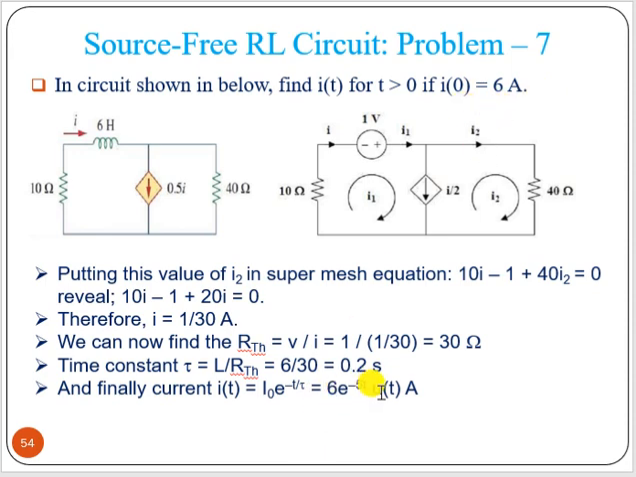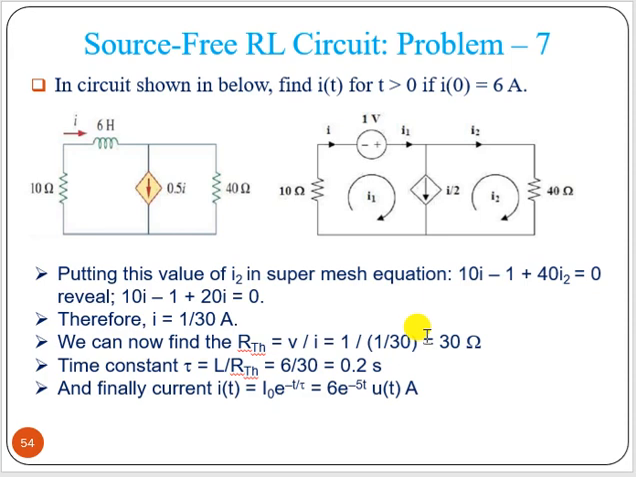So 6 e to the power minus 5t into u(t). Why is it written as u(t)? u(t) is nothing but equal to 1 for t greater than or equal to 0, and 0 for t less than 0. So you can multiply it by u(t) also. That means it is applicable for t greater than or equal to 0, okay, not for t less than 0. Anyway, so this is it for today.